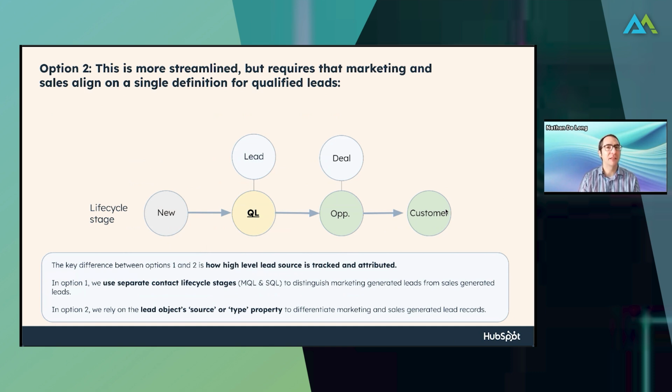I think that you just need to think through how you want to report, or even how important it is for you to report on what is essentially an outbound type of lead, where sales found it, versus an inbound type of lead, where marketing found it.